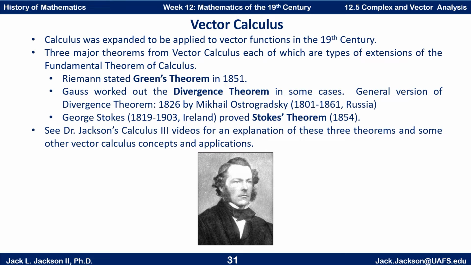Gauss worked on the divergence theorem in some cases, with the general version of the divergence theorem being published in 1826 by Mikhail Ostrogradsky, who lived from 1801 to 1861 in Russia. By the way, it was his textbook that was papered on the walls of Sonia Kovalevsky's room when she was a child. George Stokes, from 1819 to 1903 in Ireland, proved Stokes' theorem in 1854.